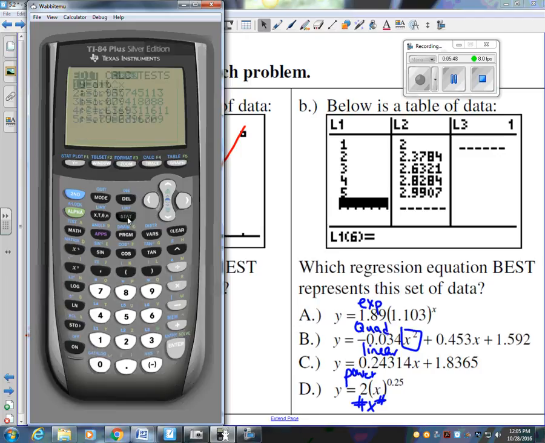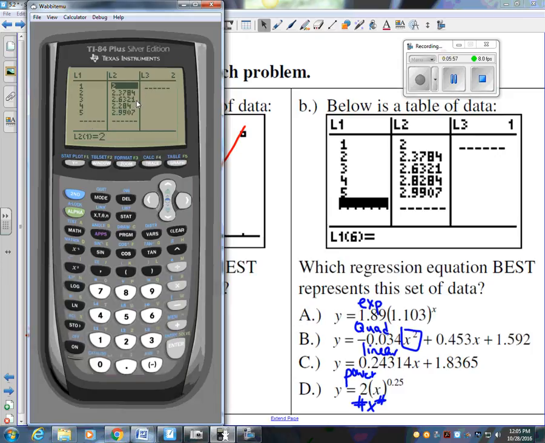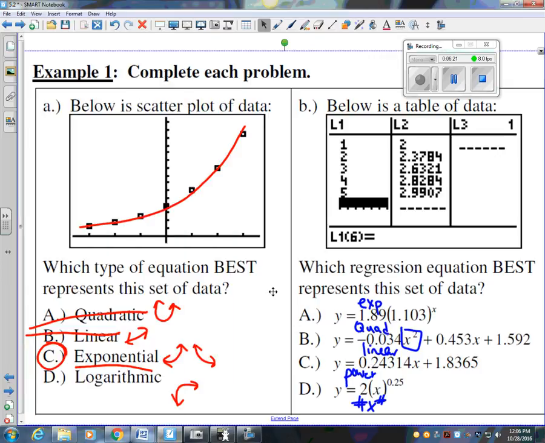Sorry, I think I may have done something wrong. Let me check my data. 1, 2, 3, 4, 5, 2, 2.3784, 2.6321, 2. All right, there's my mistake, sorry. 2.8284. Okay, now over to stat, over to calc, exponential. Enter, enter, enter. Okay, that's better. The R value is 0.9733. So I need to write that down. 0.9733.